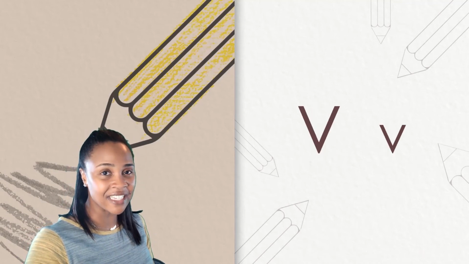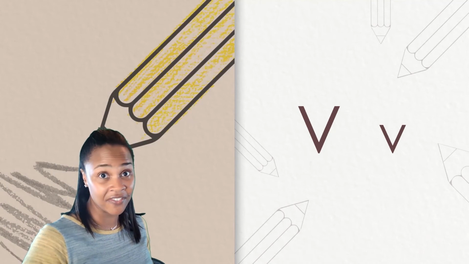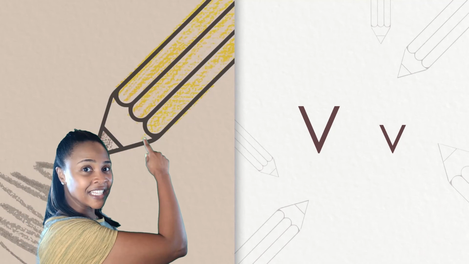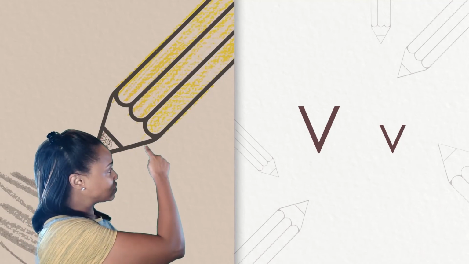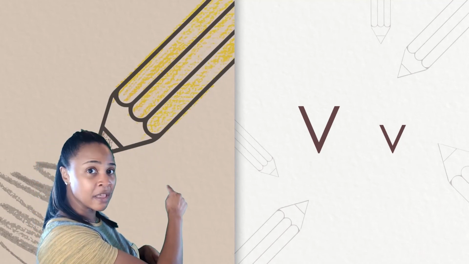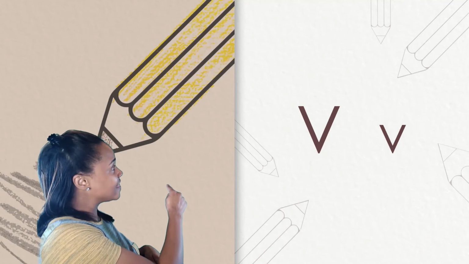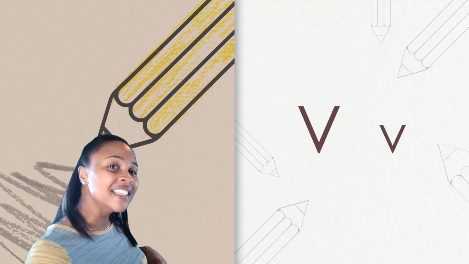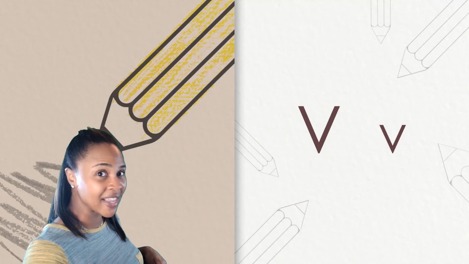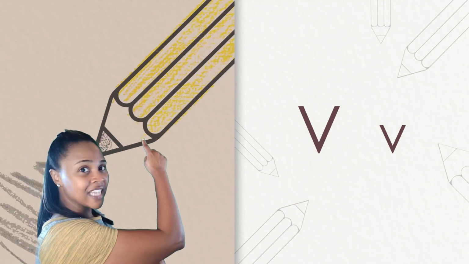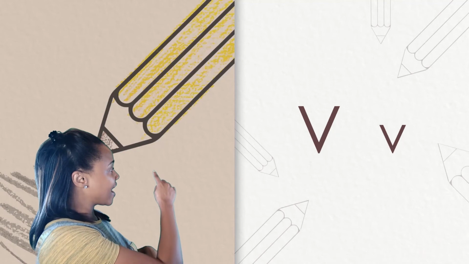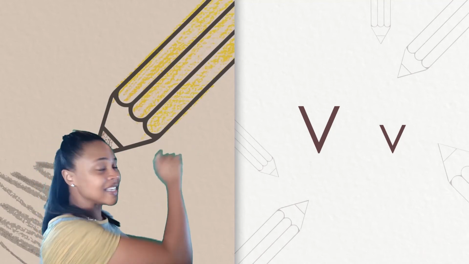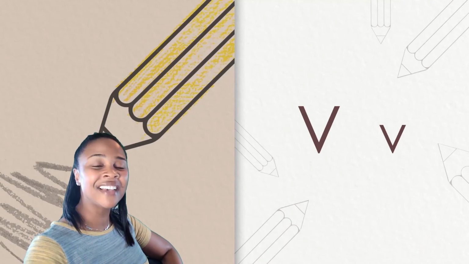Now let's try to make our uppercase V. Watch me first. Starting at the top line, I'm going to drag my line down to the bottom at a slant and then come back up at a slant to the top line. Now you try with me, uppercase V. Start at the top line, drag it down at a slant to the bottom line, and come back up to the top line at a slant.